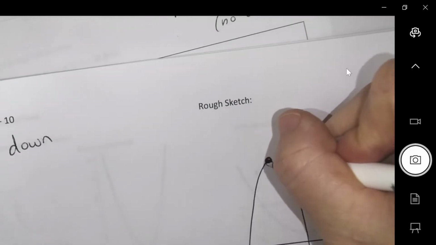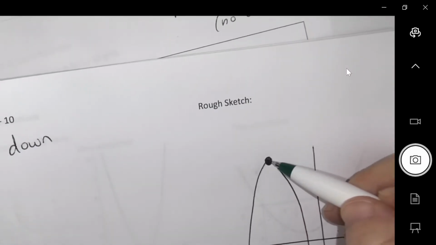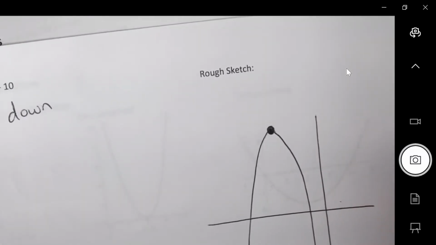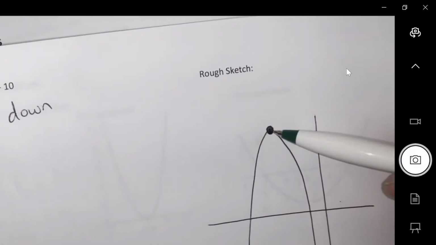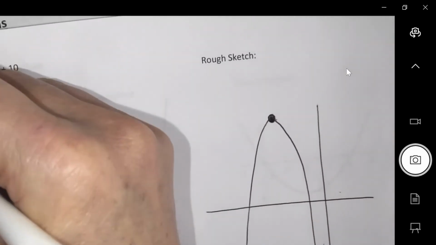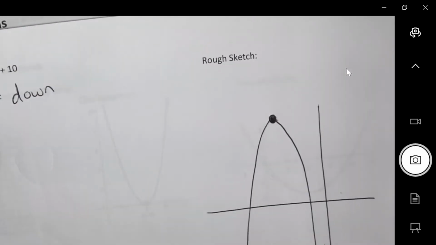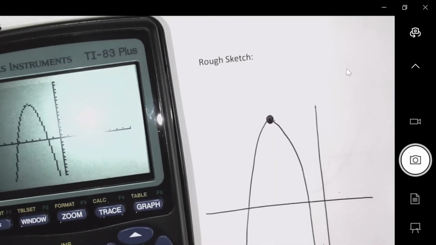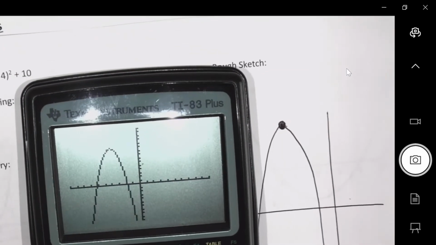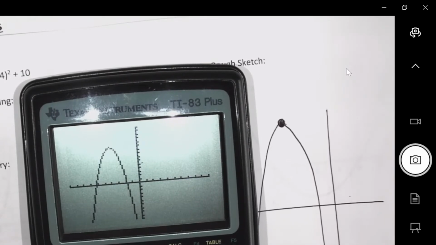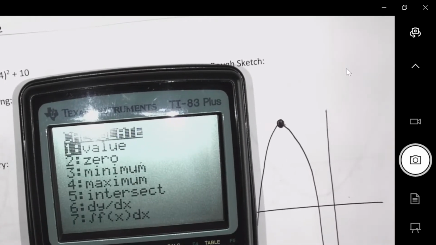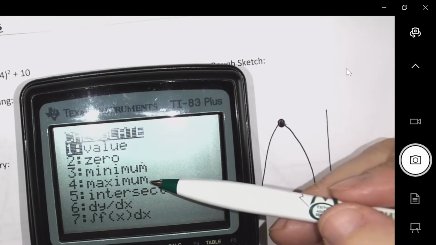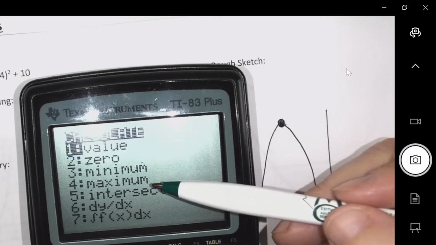Okay, the vertex. So I would like to figure out what this point is. Is this point a maximum or a minimum? It's a max. Okay, so let's figure out what the maximum point is. All right, you ready? So we're going to calculate it. So we're going to push second trace. So we're going to calculate. So this is on the screen here, number 4.